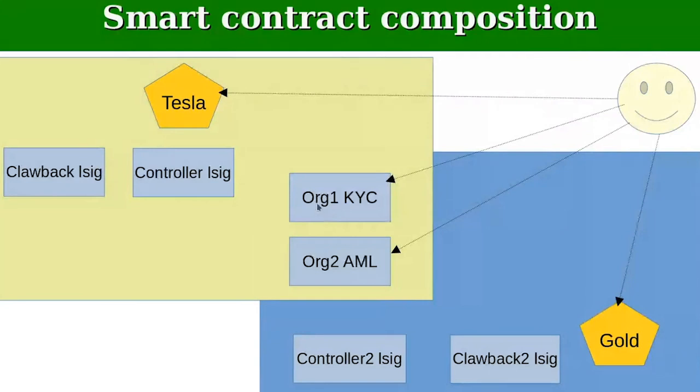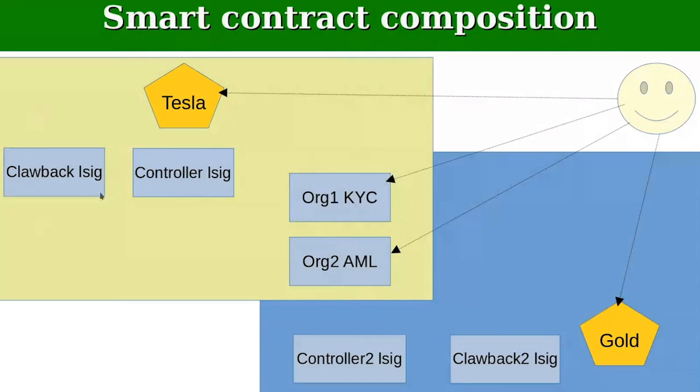So here, let's say organization 1 may manage KYC for users. Organization 2 may manage AML, anti-money laundering, or some payment processing or scoring. So there can be many of them, and this part here will represent the permission tokens, and those will be managed by different organizations.